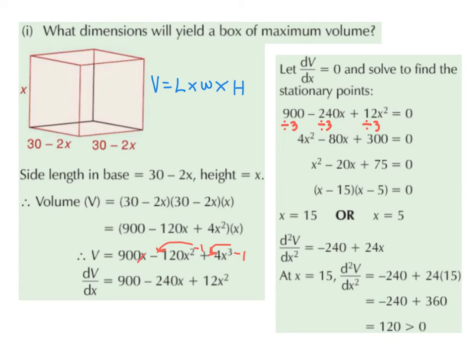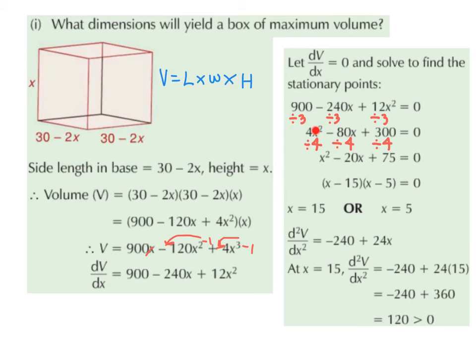So I bring that down here. And then last, I have my constant. So 900 divided by 3 is going to give me 300. So I bring that down here. So 12x squared divided by 3 is 4x squared. Minus 240x divided by 3 is minus 80x. And 900 divided by 3 is 300. Still equal to 0.